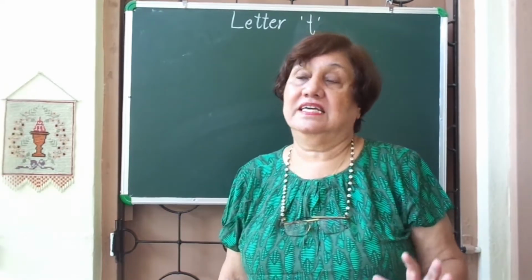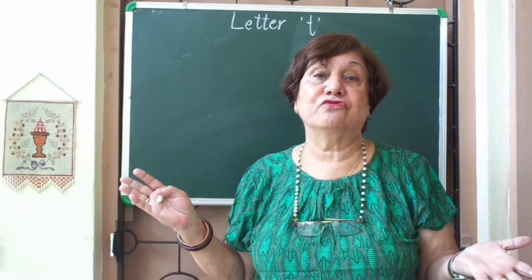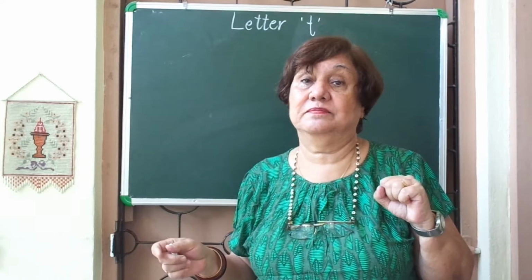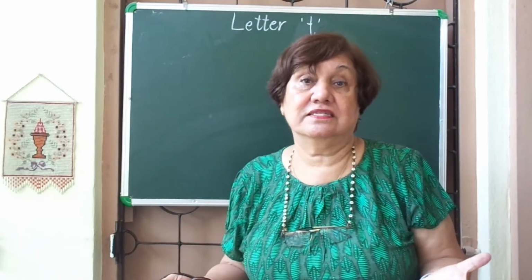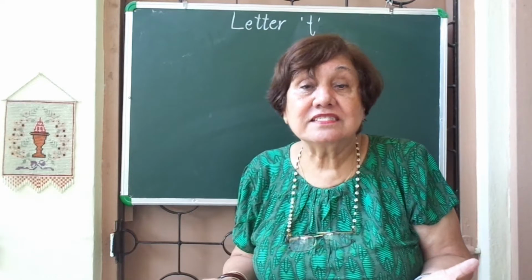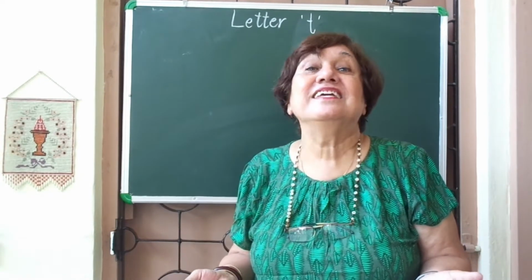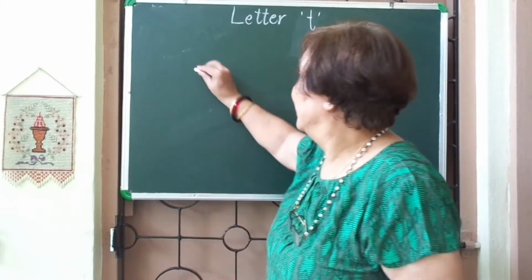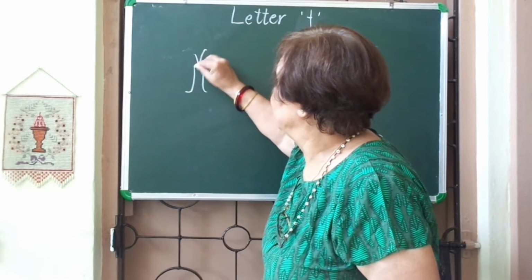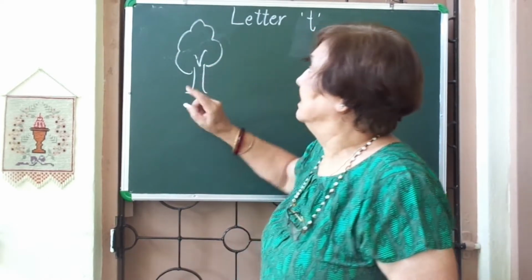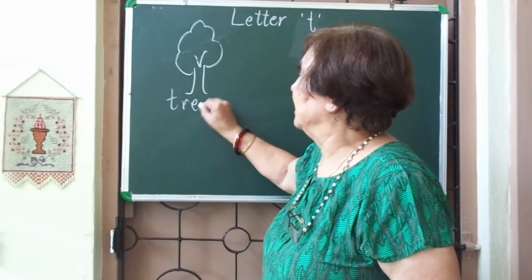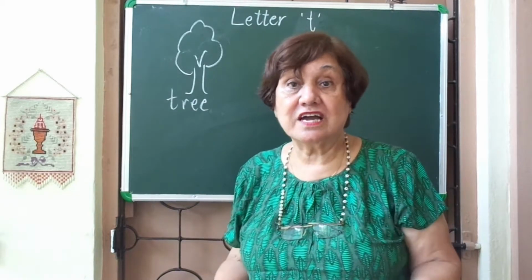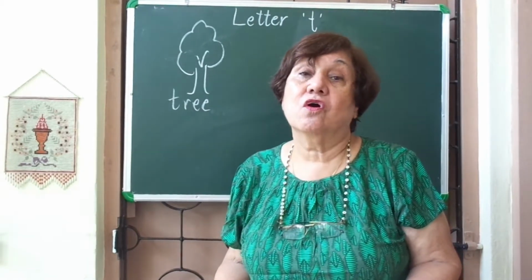Okay? The first thing is what you see around when you go driving. And it bears fruit on it. It has leaves on it. Birdies build their nests on it. Can you guess what it is? Yes, it's a tree. Here you are. I'm drawing a tree. T for tree.